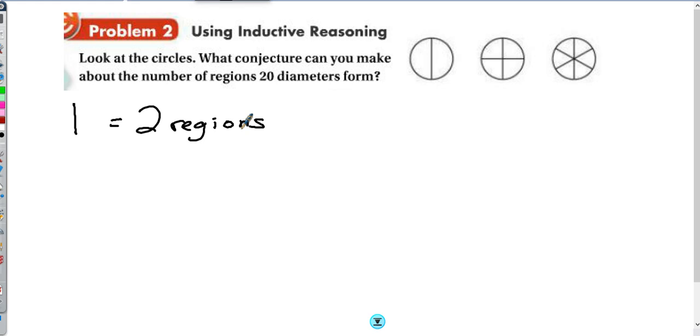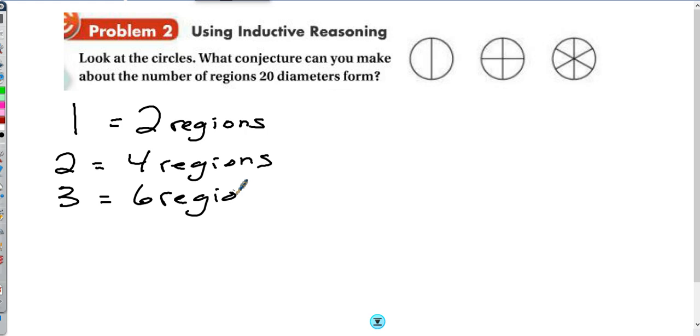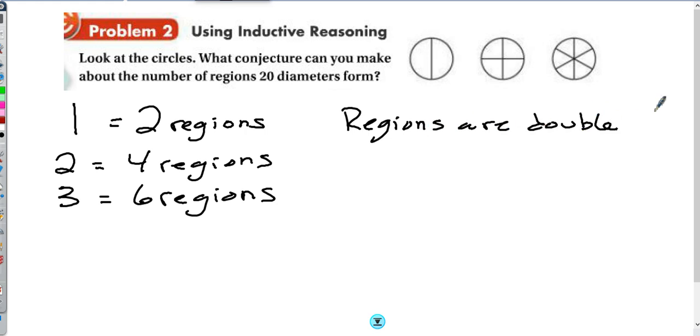So 2 diameters. How many regions are with 2 diameters? 4 regions. How about with 3? 6. So what conjecture can we make? For each diameter, how many regions are there? Double the amount. So you would say regions are double the diameter, right? Regions are double the diameter.